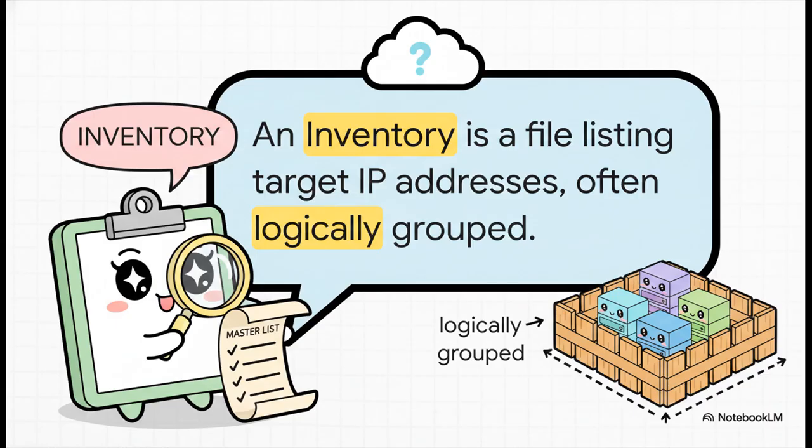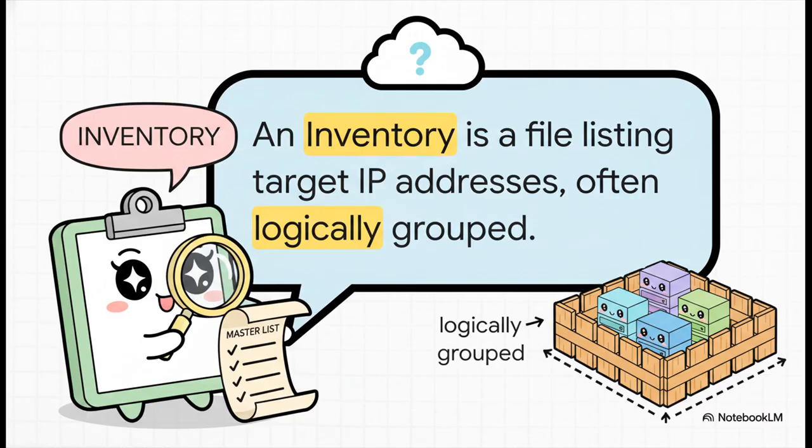By default, this is usually just a simple text file, often found sitting at /etc/ansible/hosts, that just lists out IP addresses or host names. And hey, please don't worry about memorizing that file path right now. The really cool thing here is how you organize it. You can group things logically. For example, you could put all your database IP addresses under a simple bracketed heading that just says databases.